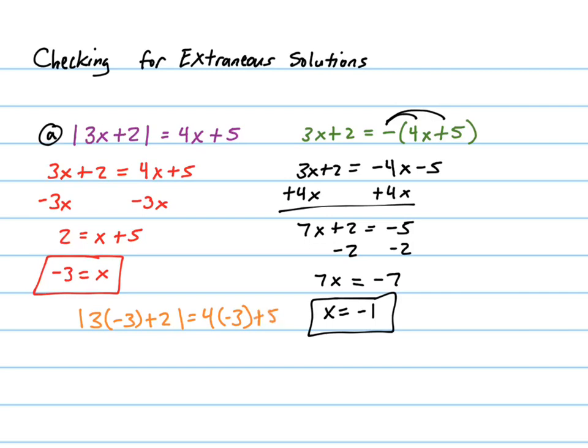Here, negative 3 times 3 is negative 9, plus 2 is negative 7. The absolute value of negative 7 is 7. Here we've got 4 times negative 3 is negative 12, plus 5 is negative 7. So now we have 7 equals negative 7. That's not true. So that's going to make the negative 3 our extraneous solution here, at least one. We still have to test the other one.